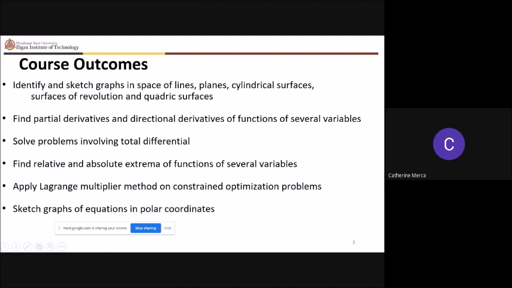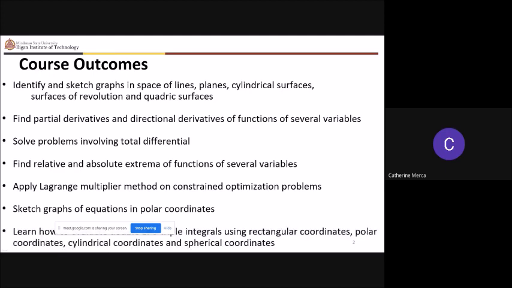Sa final term na to, no? Sketch graphs of equations in polar coordinates, and you should learn how to evaluate double and triple integrals using rectangular coordinates, polar coordinates, cylindrical coordinates, and spherical coordinates. So those are the course outcomes.